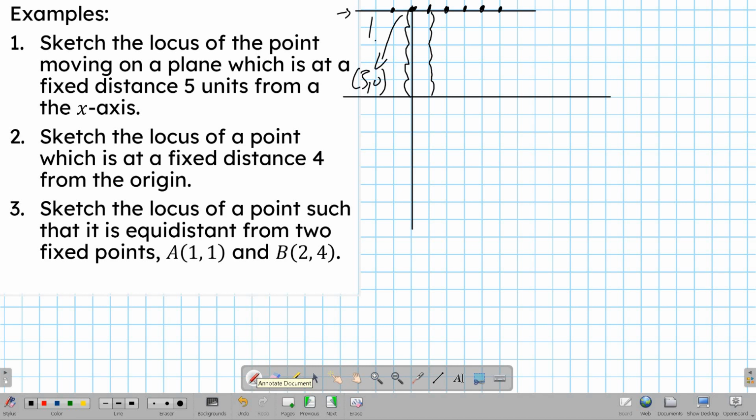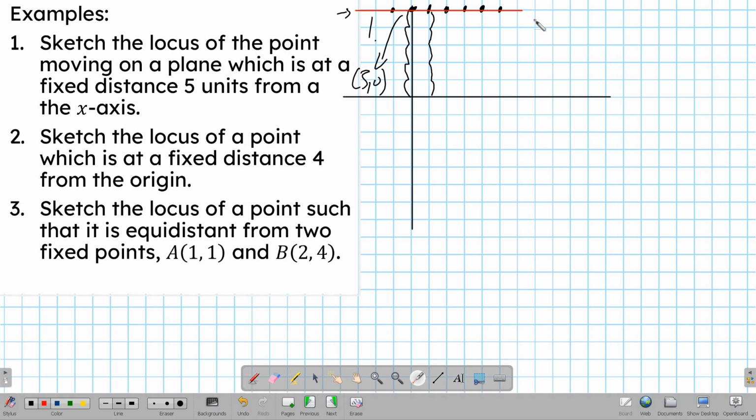So, this line, let's change its color. Let's make it red. So this one here is the line. This line is the locus of points that are at a fixed distance of 5 units from the x-axis.